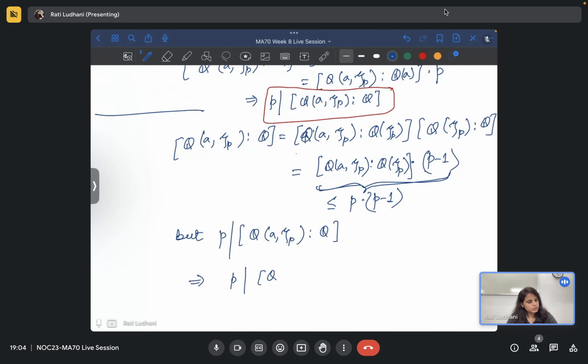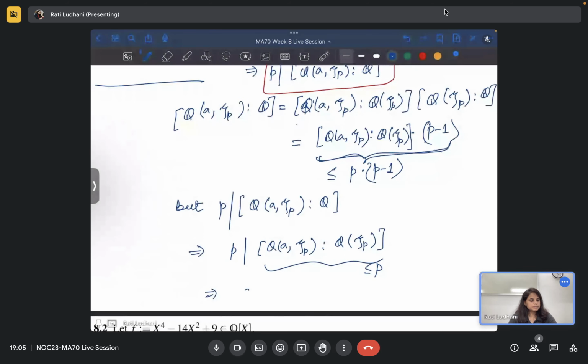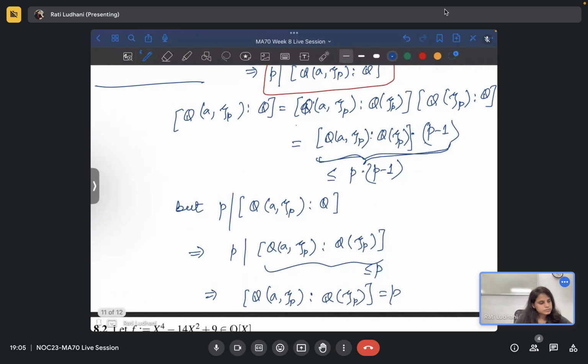So this implies qa comma zeta p. So P should divide the other part, right? And we know that this part should be less than or equal to P. So this implies it should be exactly P. And we are done. Is that okay?